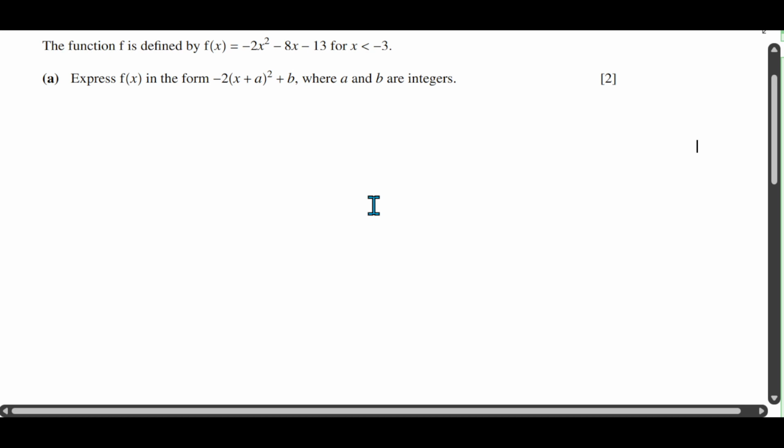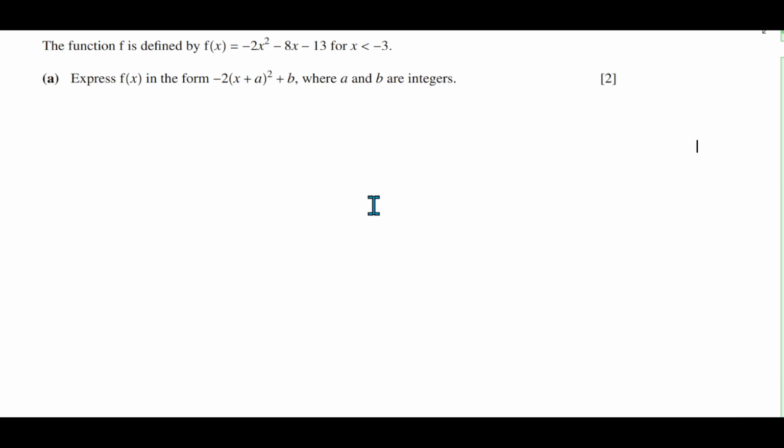Okay, here is the problem. The function f is defined by f(x) = -2x² - 8x - 13 for x less than -3. Express f(x) in the form -2(x + a)² + b, where a and b are integers. So what you have to do simply is, this is a quadratic function, you have to express it in this particular form.